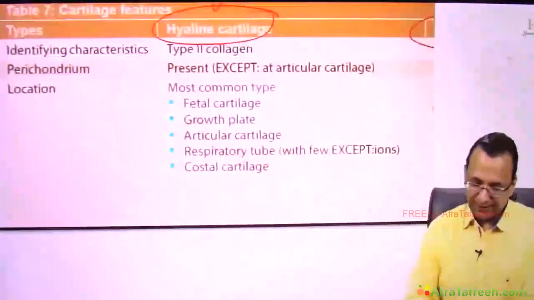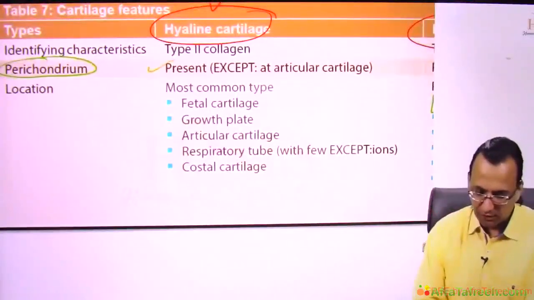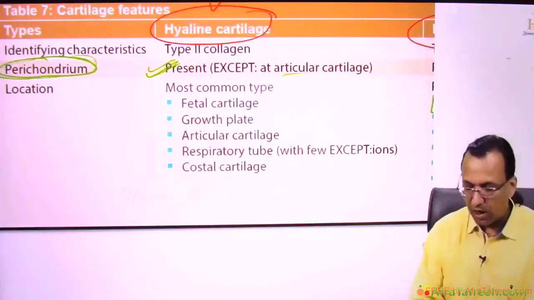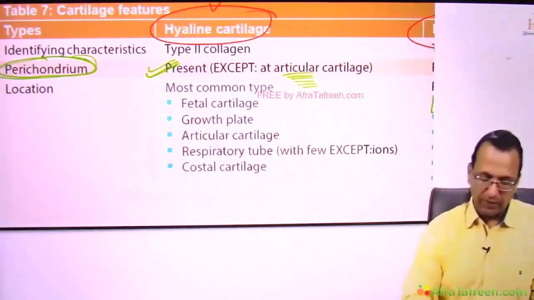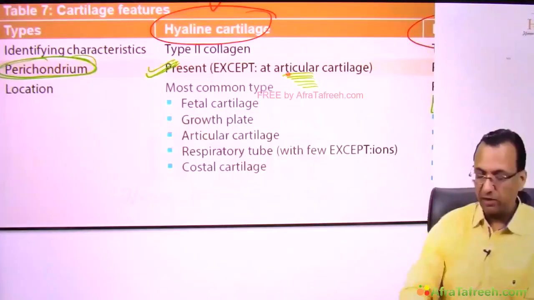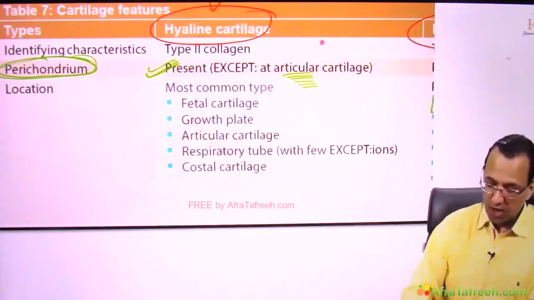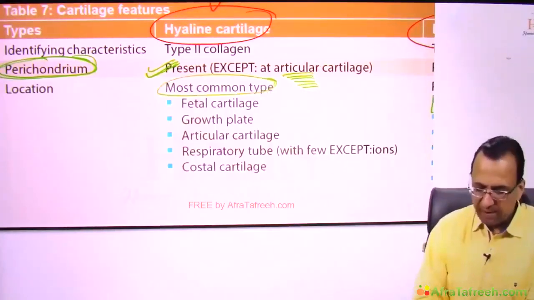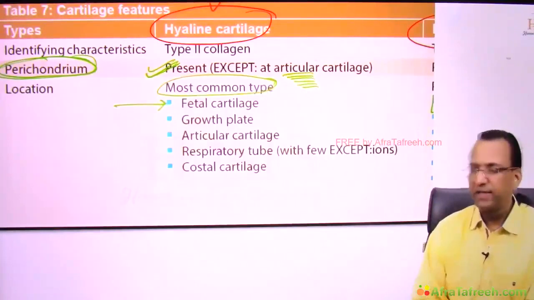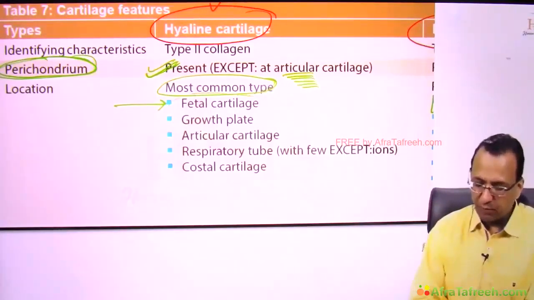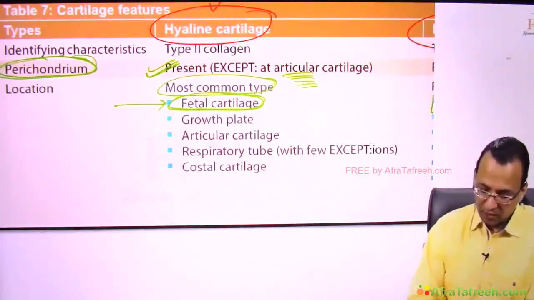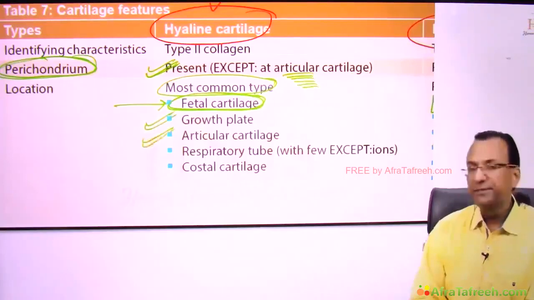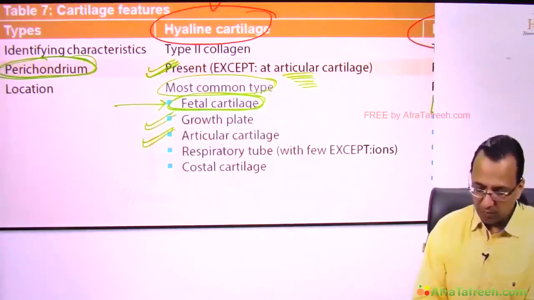Is hyaline cartilage having perichondrium or not? Yes, of course, but except the articular cartilage. Articular cartilages will not have perichondrium. So perichondrium is present in hyaline cartilage, except in articular cartilage. And this is the most common type. The baby develops in hyaline cartilage. Later bones will form, so almost all the bones are hyaline cartilage in the beginning. What about the growth plate and articular cartilage? They are the hyaline variety.